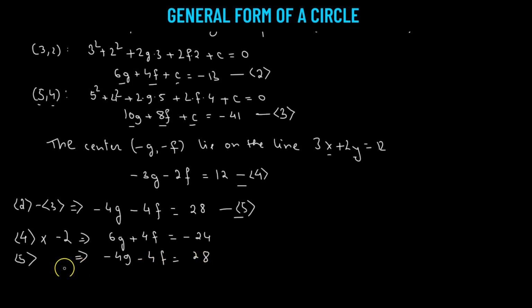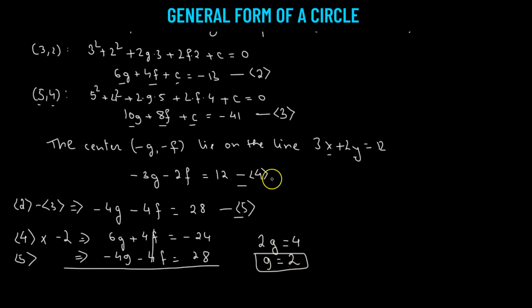So what we'll do, we'll add the two equations. On adding, 4f and negative 4f goes away. So 6g minus 4g, that's 2g. So 2g equals negative 24 plus 28, so that's 4. So g value comes out to be 2 units. So we have obtained the value of g, which is 2 units.